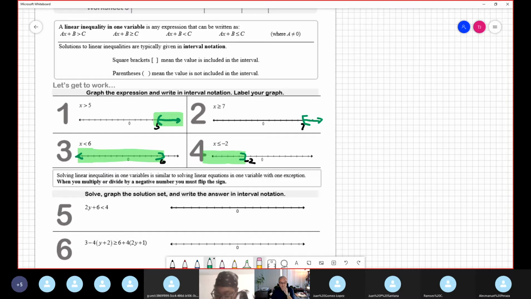Include negative 2? Of course, yes, because it's an equal sign. Ah, I forgot the interval notation. Sorry. Interval notation is parentheses, 5, comma, infinity. In this case, it is bracket, 7, comma, infinity, positive. In this case, it is from negative infinity, comma, 6, parentheses. And this is from negative infinity again, comma, negative 2 bracket. Clear or no?